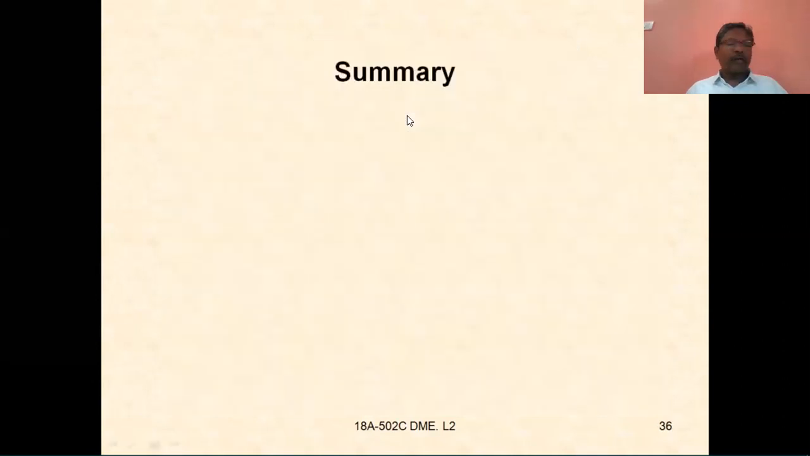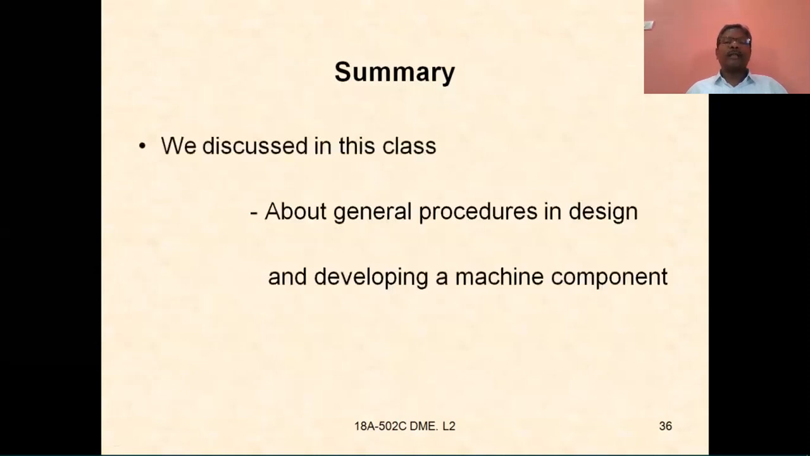And finally, the conclusion. In this topic, we have discussed the design procedure, standardization, and standard codes. We have discussed in this class the general procedures in design and development of a machine component.